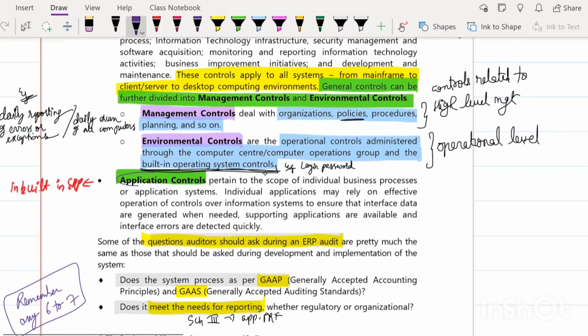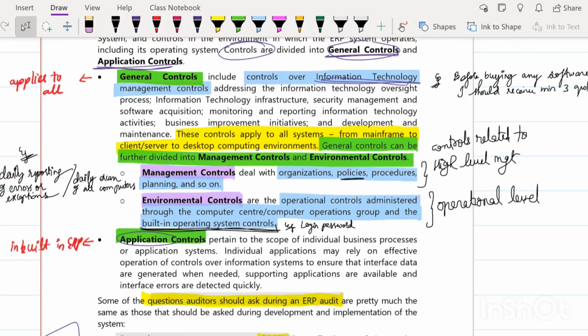Whereas application controls are those controls which are specifically related to ERP. Under general controls, these controls apply to all the systems which are there, right from mainframe to desktop. General controls can also be divided into two parts. One is management controls and the other one is environmental controls. So at a basic level, there are two types of control, general control and application control. General control applies to all the information technology, whereas application controls are specific to ERP.